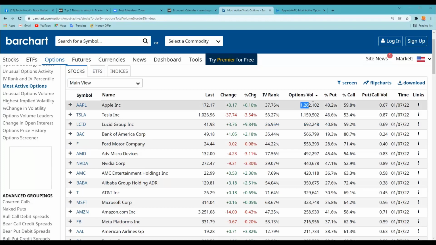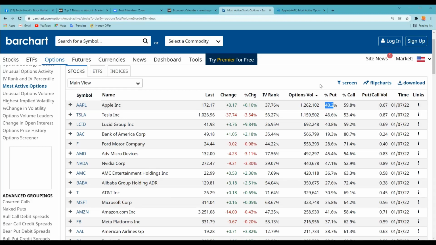We see the options total volume out of all the calls and puts put together. Now we have the overall put percentage ratio as well as the call percentage ratio. Out of this options volume, almost 60% are betting the stock is going to go up, where 40% are betting against the stock, betting the stock is going to go down.